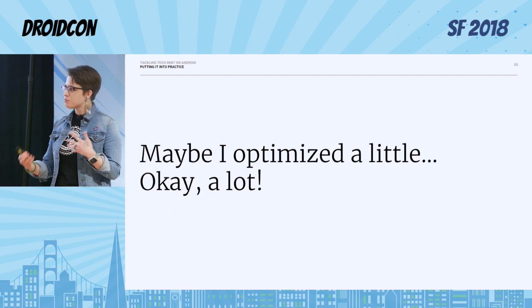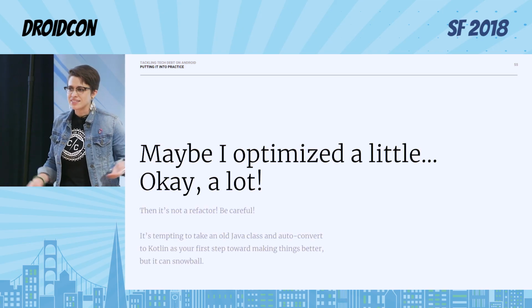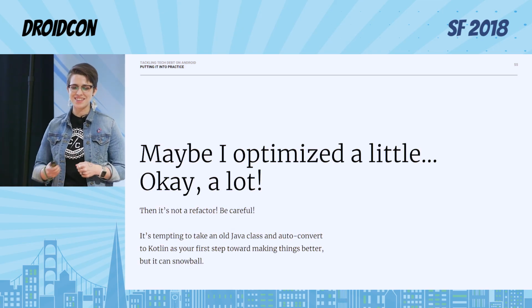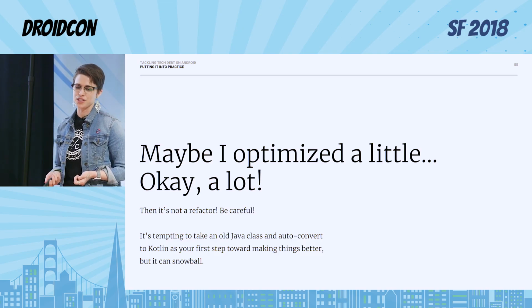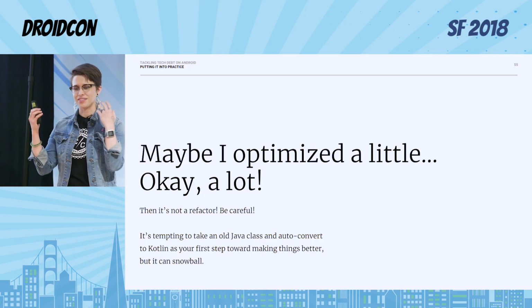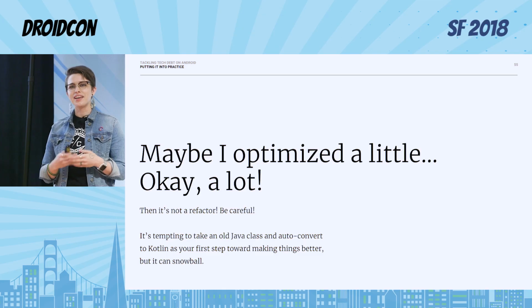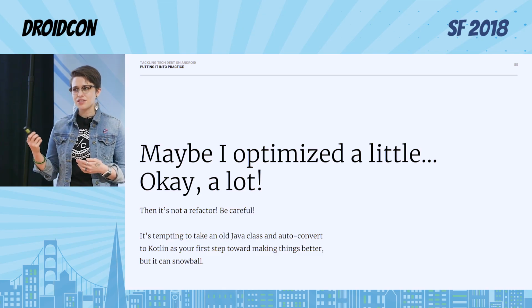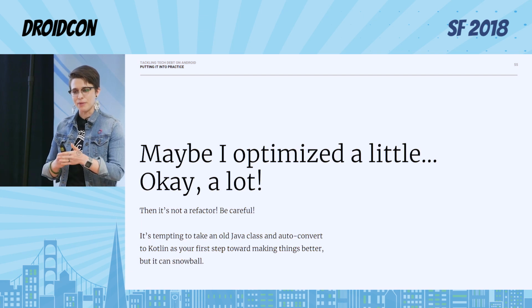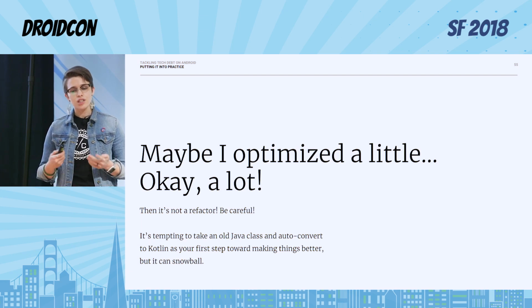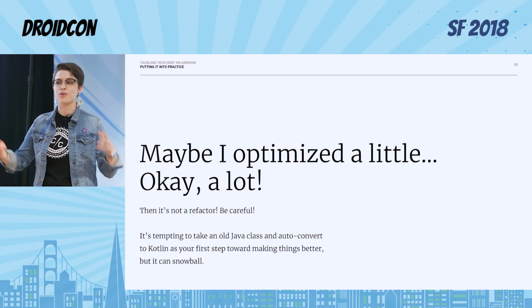Maybe you were in there, doing your refactoring, maybe you optimized a little bit, maybe you just converted the whole thing to Kotlin. Sorry, that's not actually good for refactoring. Be careful. It's so tempting to take a Java class and auto-convert it to Kotlin as the first step, because obviously Java is legacy code and Kotlin is the new hotness. I know, but it can really snowball. Even just the nullability changes, you might clean up a couple things here and there, make it a little bit more Kotlin idiomatic, but that could actually change the behavior. So until you have tests, don't just auto-convert things. This is why you write tests, so we can put more Kotlin in your code.